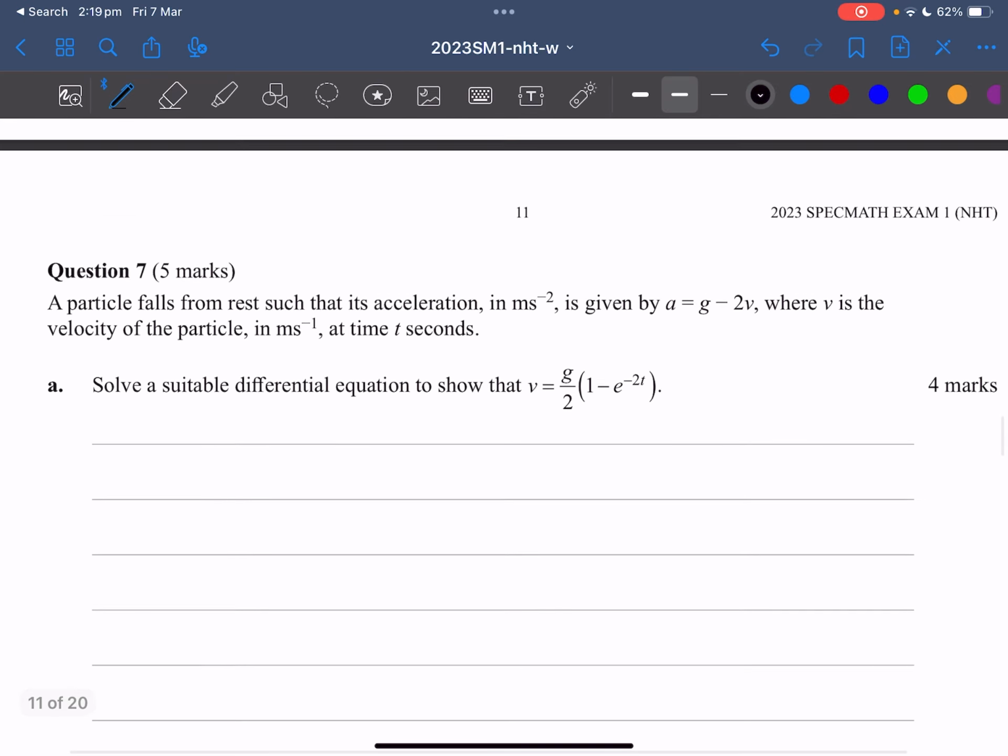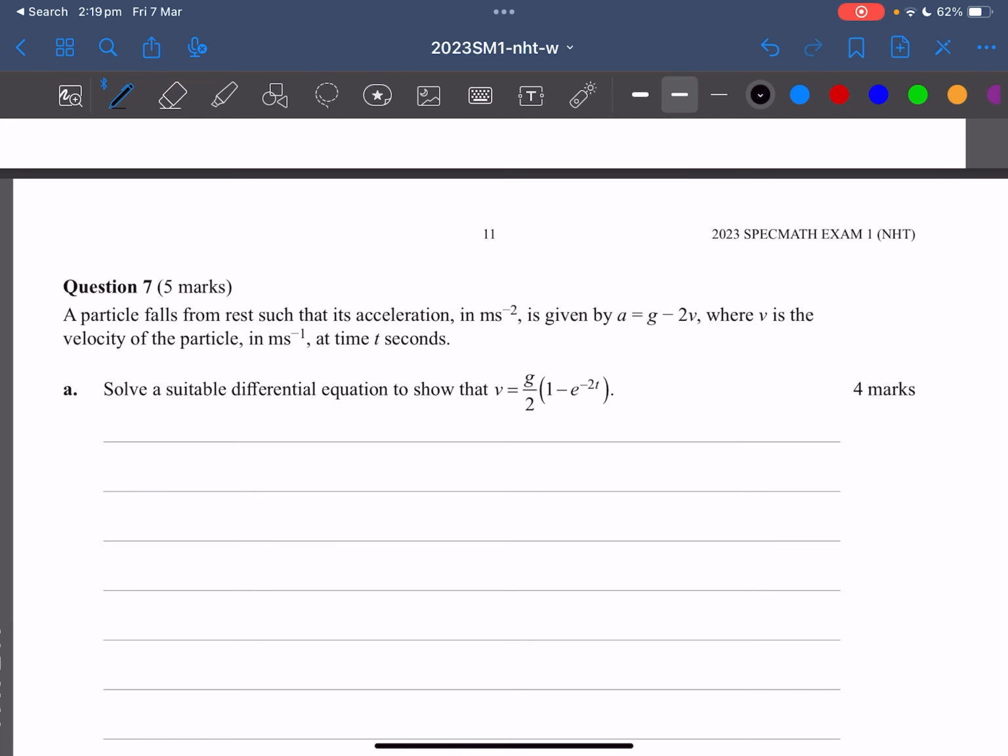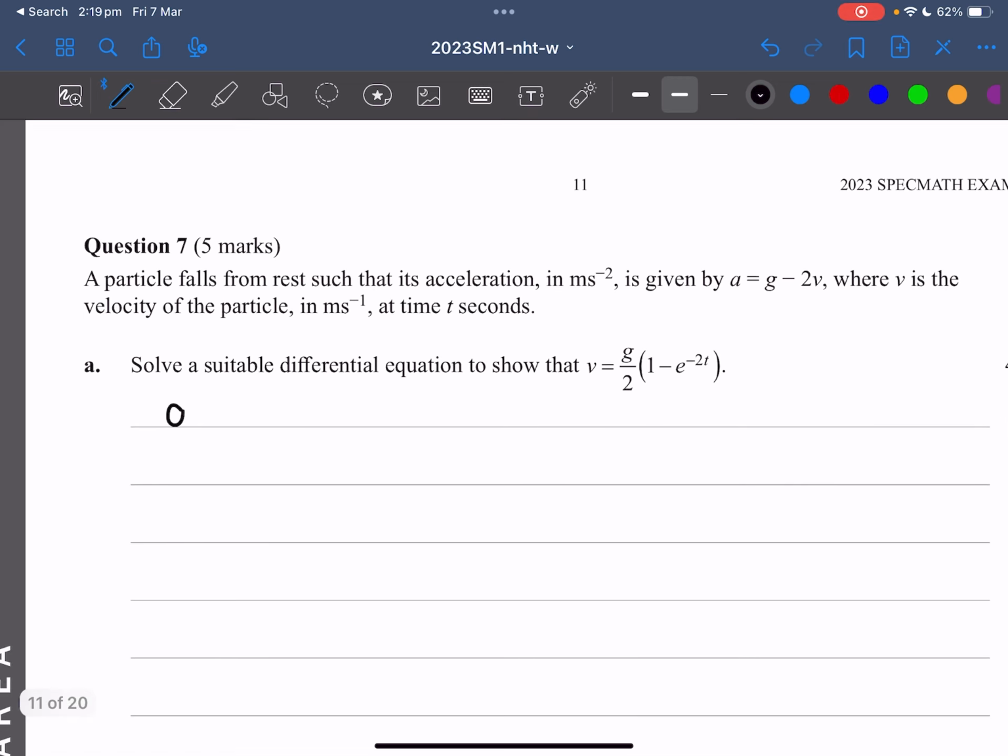Okay, so question number 7. A particle falls from rest such that acceleration is given by this, where v is the velocity of the particle at time t seconds. Solve a suitable differential equation to show that v is equal to this. Okay, so we have to express v in terms of t. So the equation that we will be using is a equals g minus 2v. And we can say that dv/dt is going to be equal to g minus 2v, right?